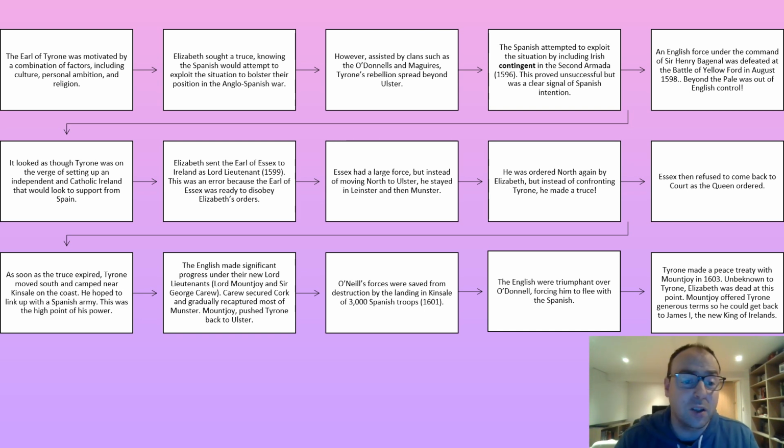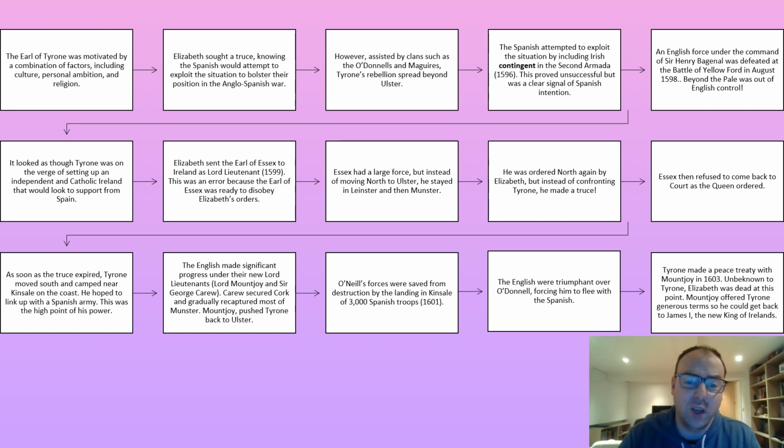The truce Essex signs with Tyrone expires. Tyrone moves south to Kinsale, where he hoped to link up with the Spanish army, and this is the high point of his power. It looks like Ireland is lost. But we then see English rule being re-established under the Lord Lieutenants Mountjoy and Carew. Carew secured Cork and gradually recaptured most of Munster. Mountjoy pushed Tyrone back into Ulster.